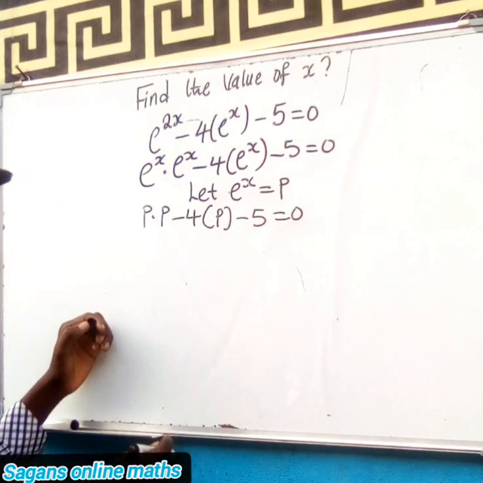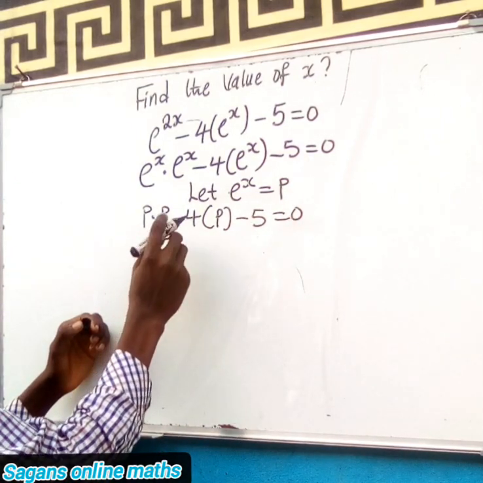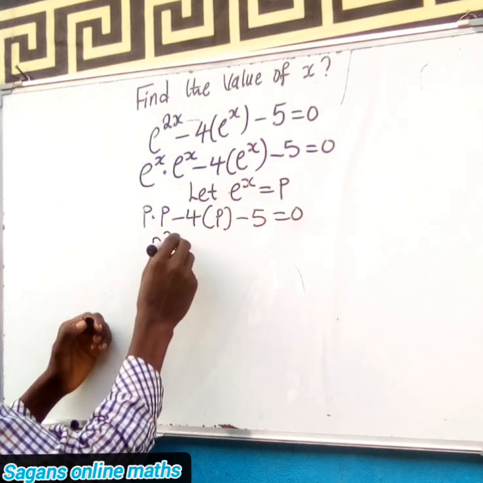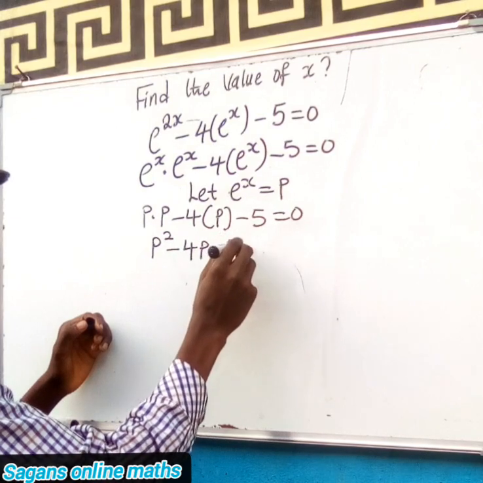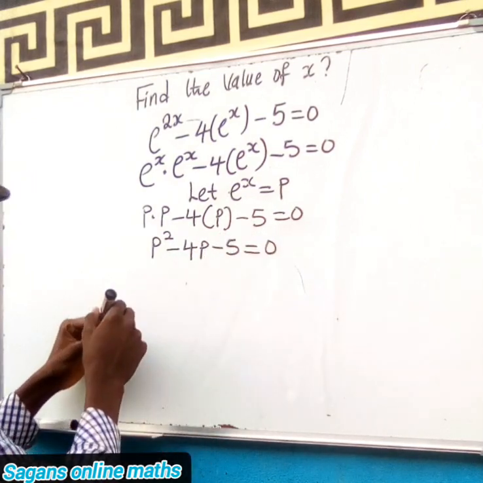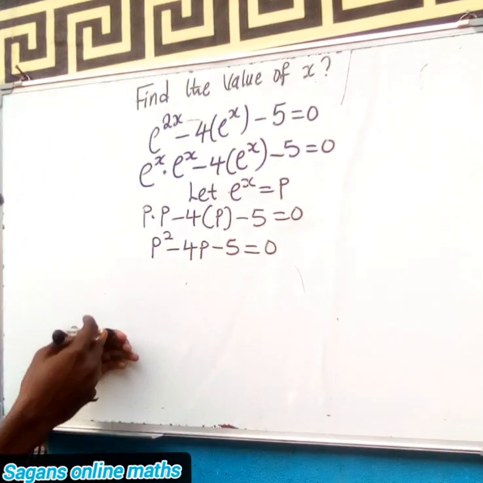So p times p is p squared. Minus 4 times p is minus 4p, minus 5, all equals 0. Now you can see that we have a simple quadratic equation.